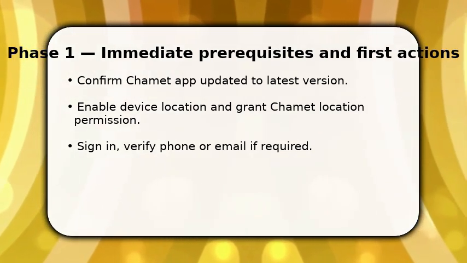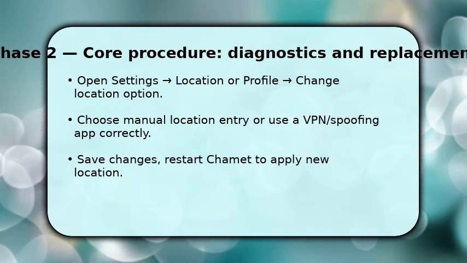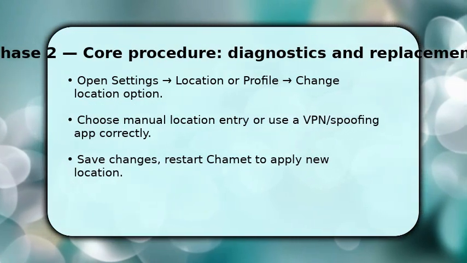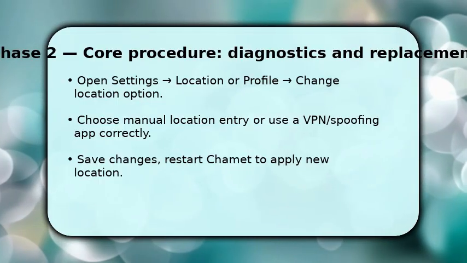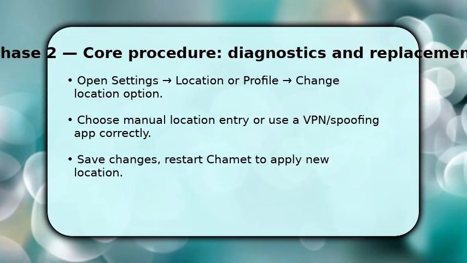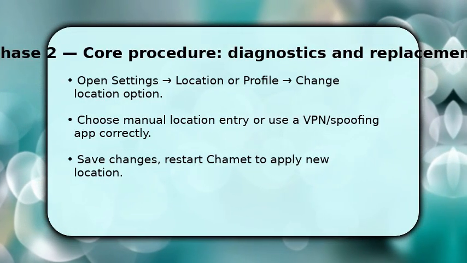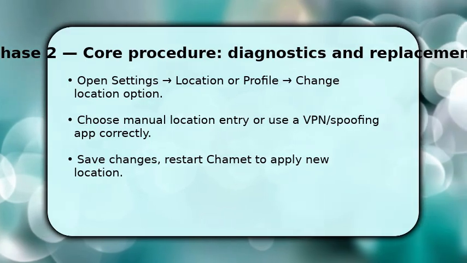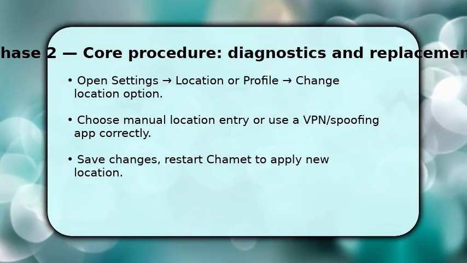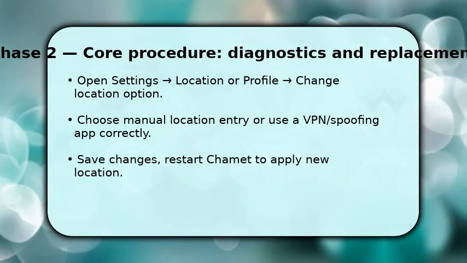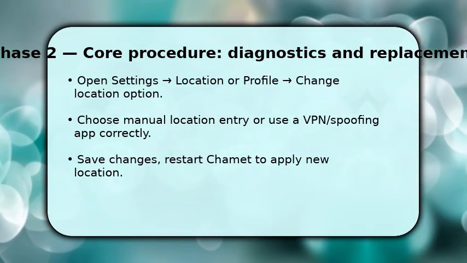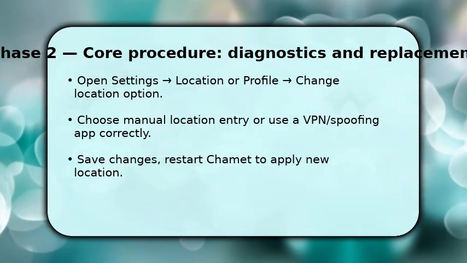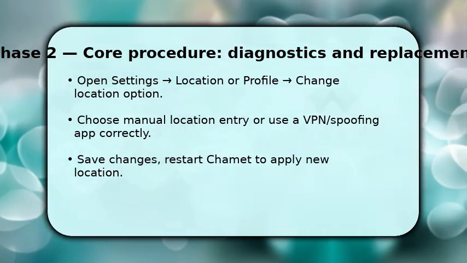Now you'll change the actual location inside Chamet. From Settings, select the Location or Profile Location tool. Some regions show a manual entry, others require a device-level mock location or VPN. If using a spoofing app, enable Developer Mock Locations, pick the city coordinates, and confirm the fake GPS app is active. Make sure Chamet's location permission is set to allow while using the app.